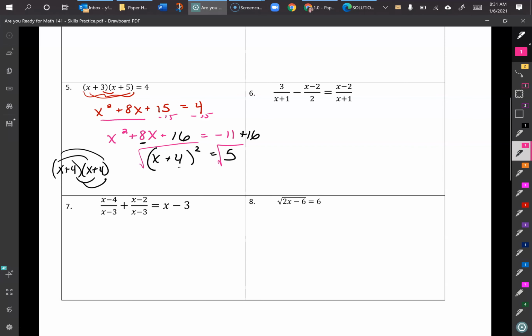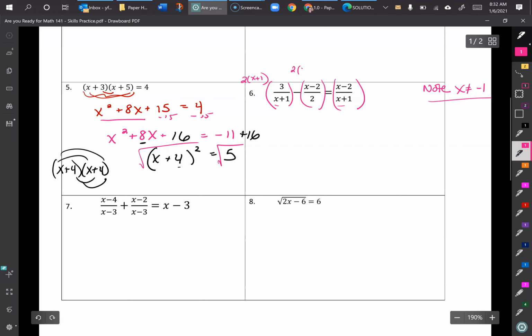Number 6 is a clearing the denominator, but we do have to note that we can't have our x equal to -1 because that would give us an undefined situation there. So what I'm going to do is multiply every term, kind of talked about the concept before, by the LCD. So the LCD in this case involves variables. So it would be 2 times x plus 1.